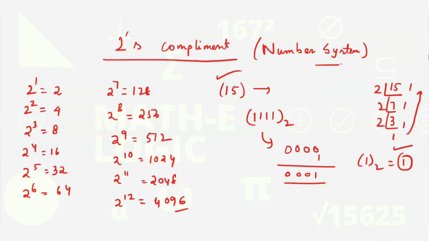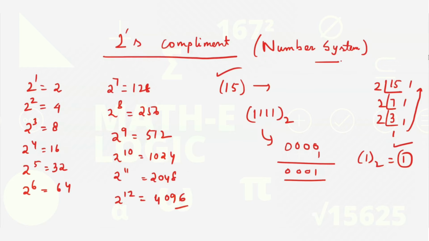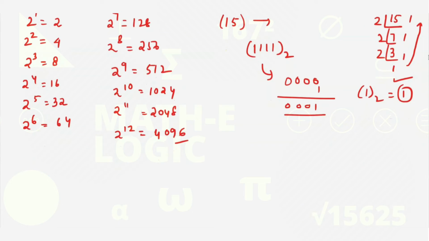That is the normal procedure, and it takes more time. 15 or 20 seconds minimum. If it is a long problem, then it takes 30 seconds minimum. But now we have to find the 2's complement within 1 or 2 seconds.